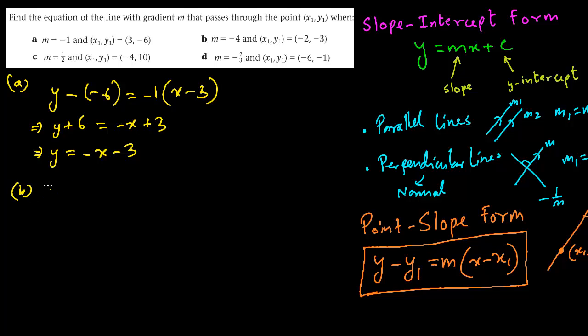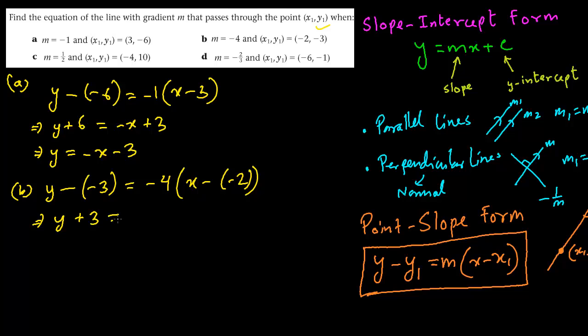Question number B, so the y coordinate is minus 3, so this would be y minus minus 3 equals m, which is minus 4, times x minus x1, which is minus 2. So this turns out to be y plus 3 equals minus 4 times x plus 2. Minus 4 into plus 2 is going to be minus 8. So this would turn out to be y equals minus 4x minus 11.